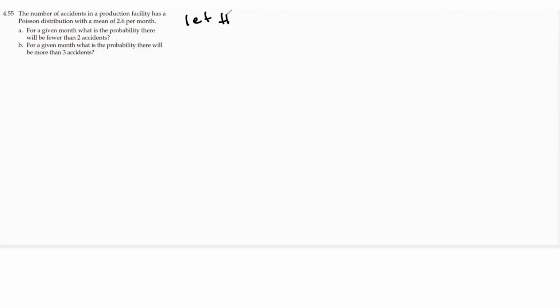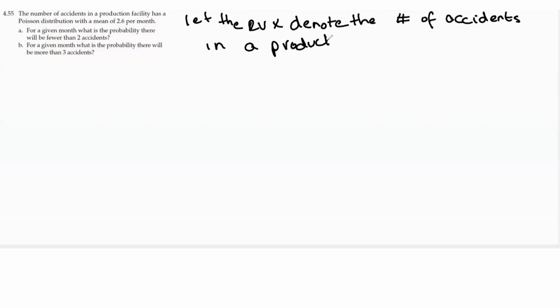So let the random variable X denote the number of accidents. We're just defining a random variable, the number of accidents in a production facility in a month. So let's define a random variable first. So we've defined it from here. The number of accidents in a production facility, right? So this is our X.